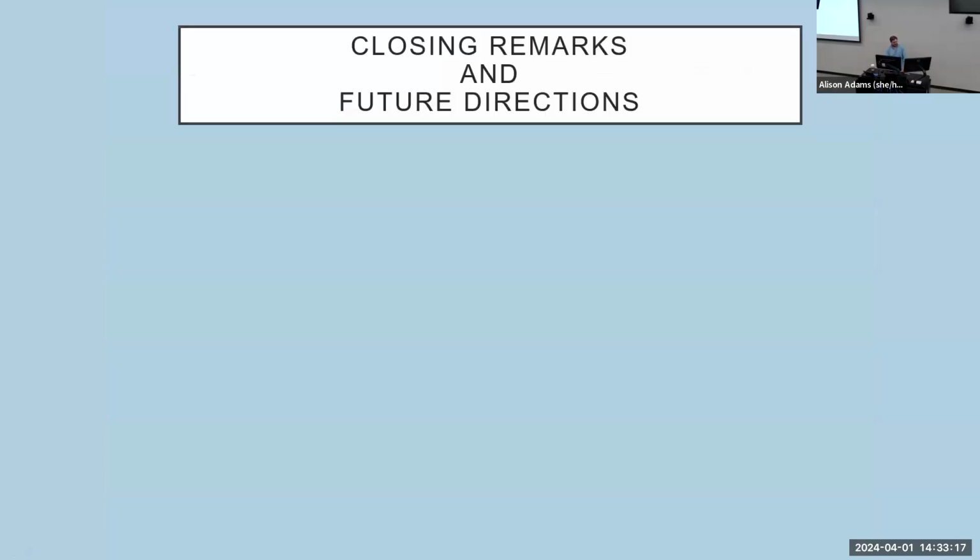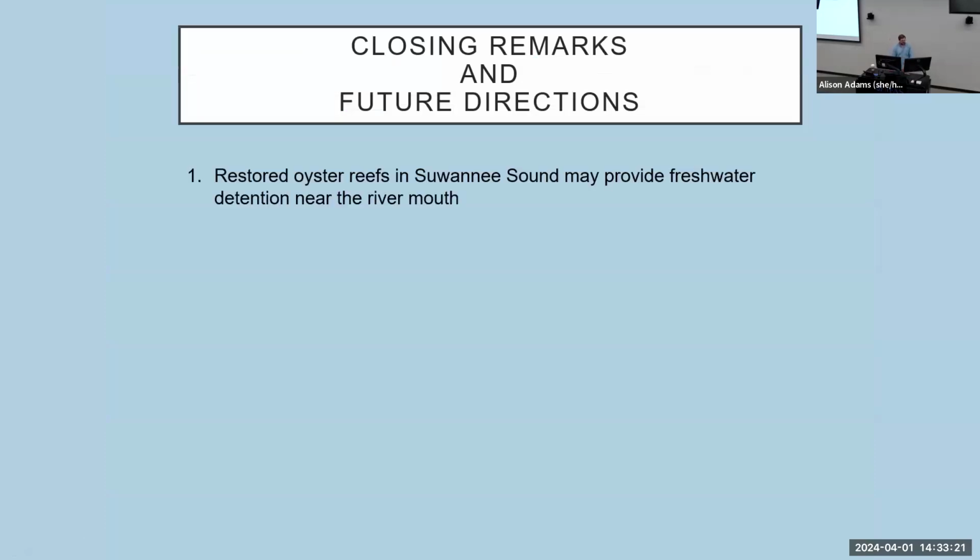And so, overall closing remarks, you've stayed with me this whole time. The first chapter showed that restored oyster reefs in Suwannee Sound may provide freshwater detention near the river mouth. This is going to be a function of the discharge levels as well as reef proximity. However, the information on this is still relatively unknown, and so future monitoring efforts really need to look to evaluate the relationships of these.